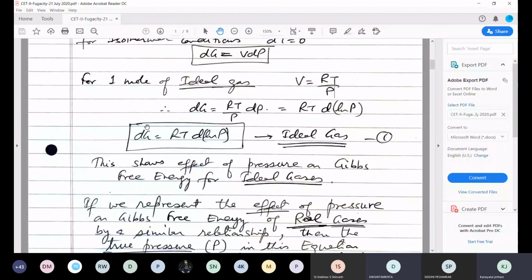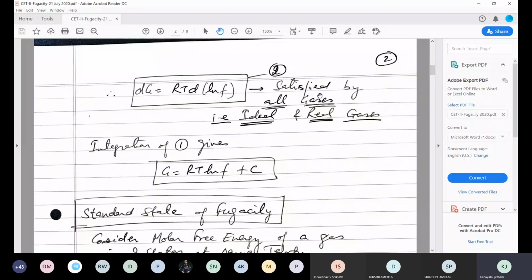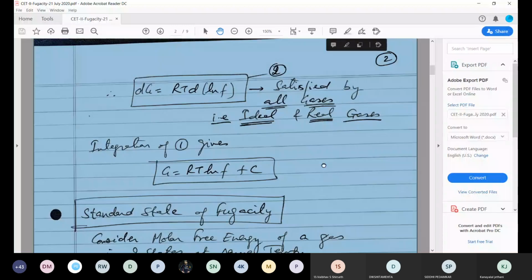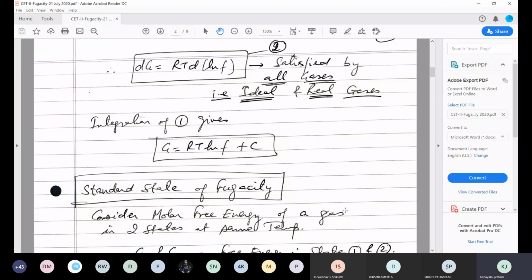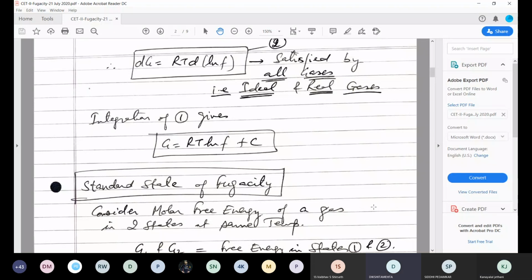I should write here G for ideal gas, dG for ideal gas is equal to RT d ln P, and this is dG for real gas is equal to RT d ln F. It is written here for real gas. Only thing is I did not put the real gas symbol here, this is for real gas. Yes sir. Understood? That's exactly why we define fugacity, because for real gas we cannot use pressure to calculate this Gibbs energy. So we have defined fugacity for real gas instead of pressure for ideal gas. Is the doubt clear? Yes sir.